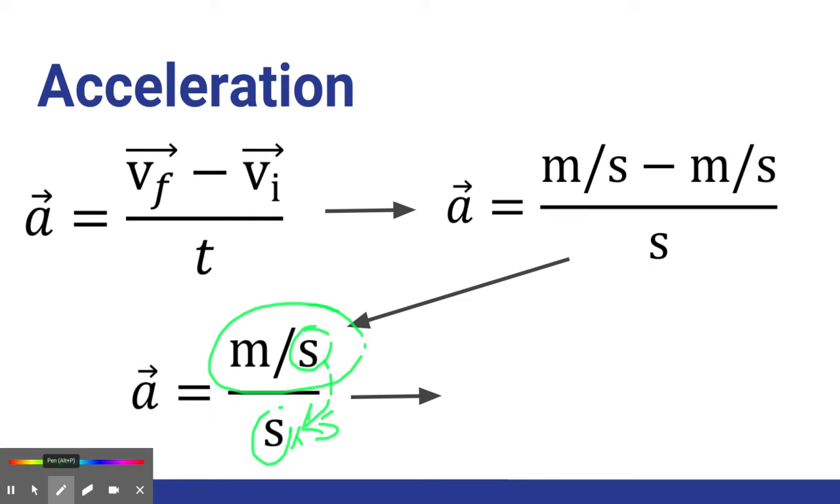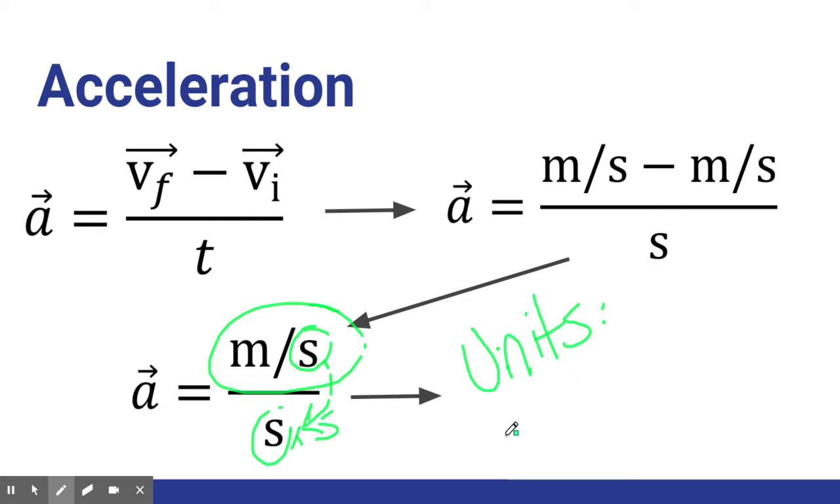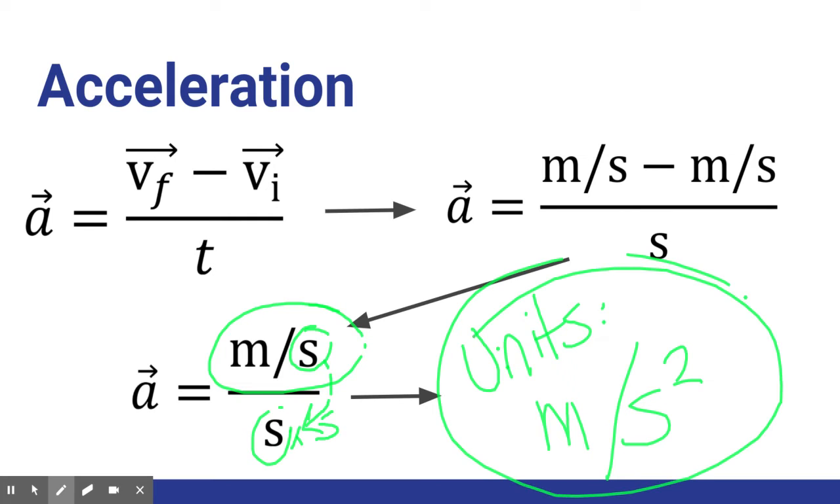So that means the units that acceleration uses are meters per second squared. Those are the units that we're going to be using here. Again, acceleration uses these units right here: meters divided by seconds squared.